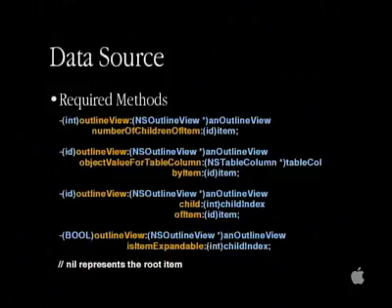So again, outline view requires a data source to supply it with data, and the difference here relates to the fact that it displays a hierarchy of data and it deals in items. And so you need to be able to tell it for a particular item how many children it has. If a particular item is expandable, you need to be able to tell it, and you need to be able to tell it what the particular object value of a child is, and so forth. And one important note is that the nil item refers to the root item of your outline view.